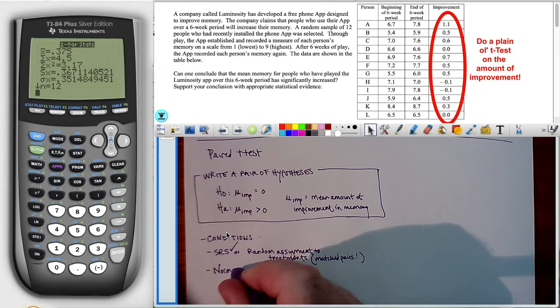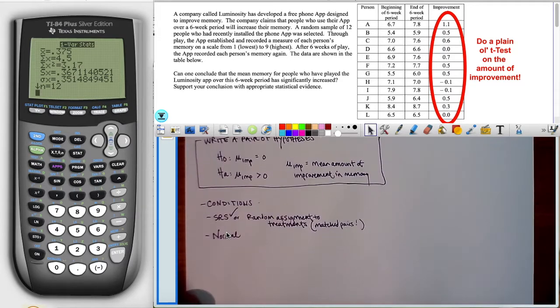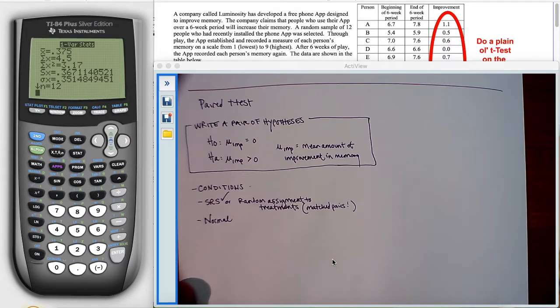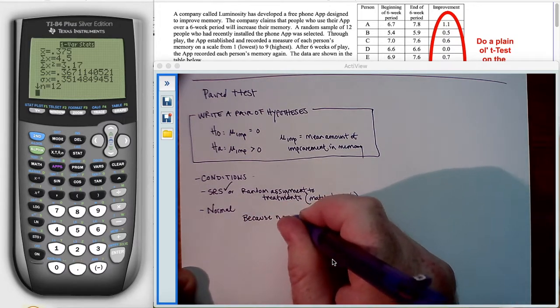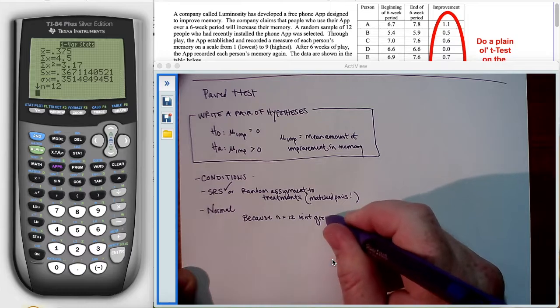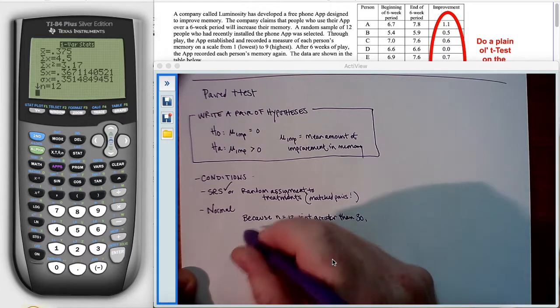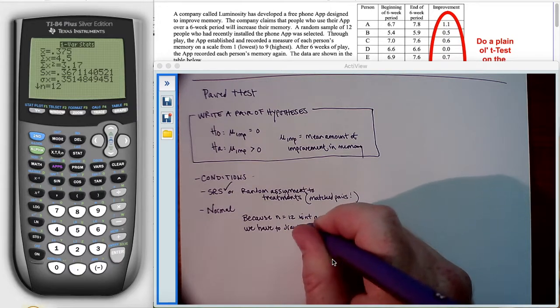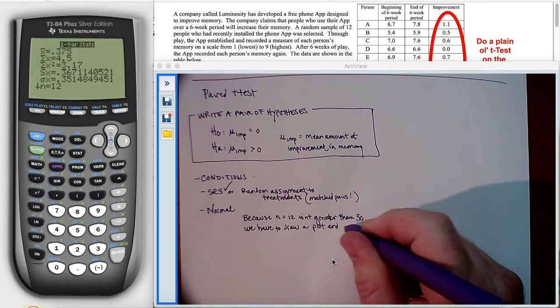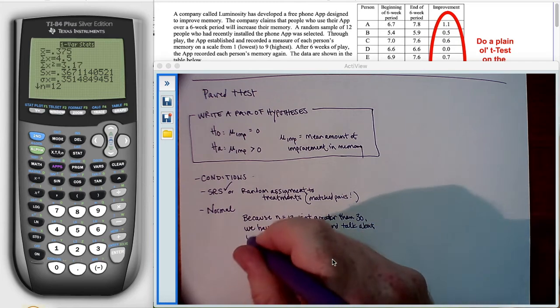We need to evaluate normality, and in this situation, I have the raw data, and because I only have 12 values, I only have 12 individuals, 12 improvements to look at, that's less than 30, so I have to actually draw a plot of those improvements and argue that they are normally distributed.